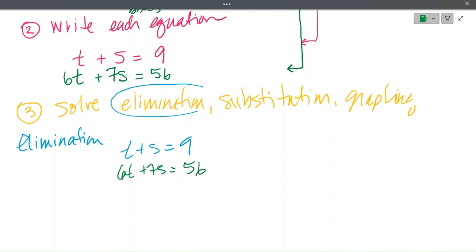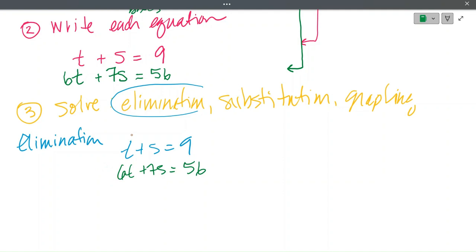And I think in this case, I'm going to get rid of t because it's first. There's no real scientific way about this. It's personal preference. If you want to get rid of s first, go for it. No problem. So basically, I need to do the opposite of having positive 6t.